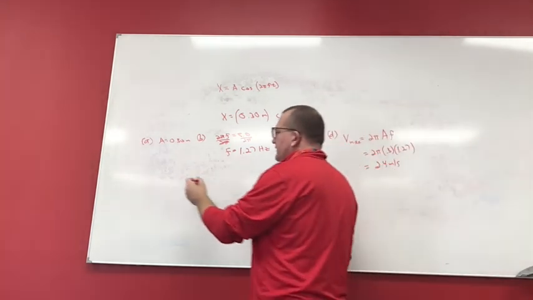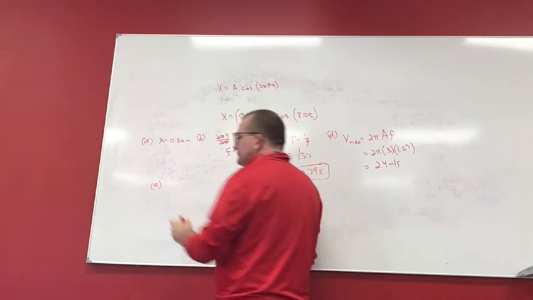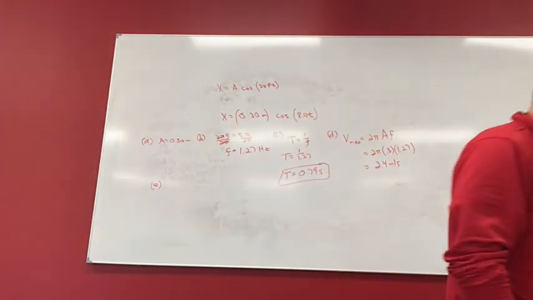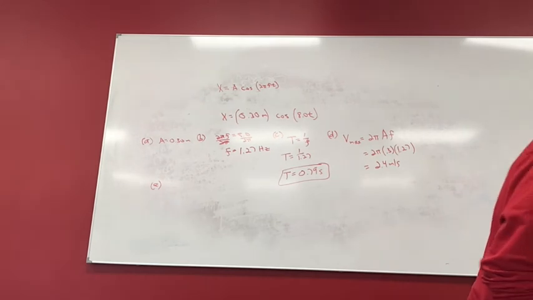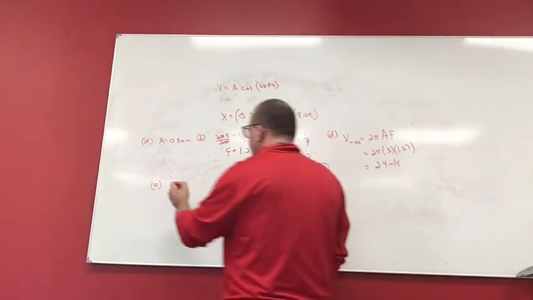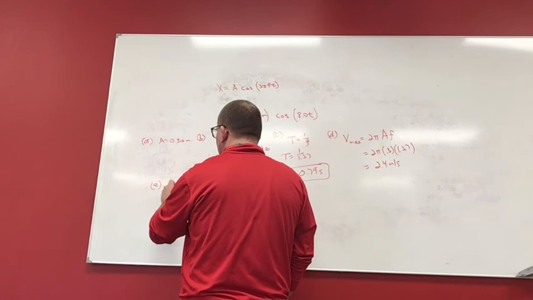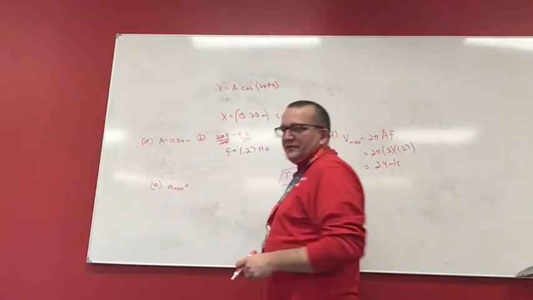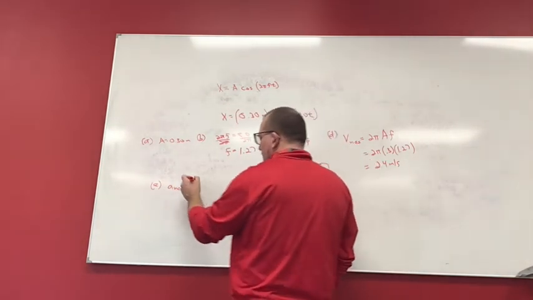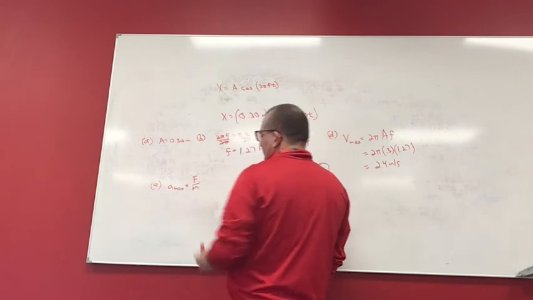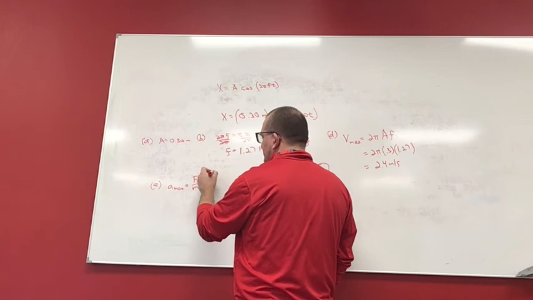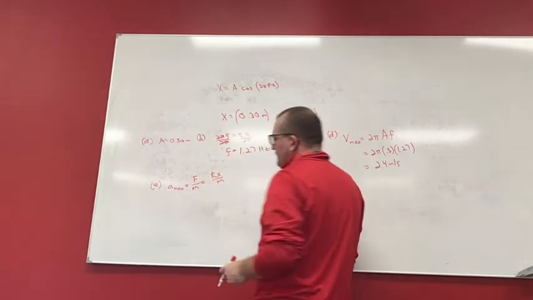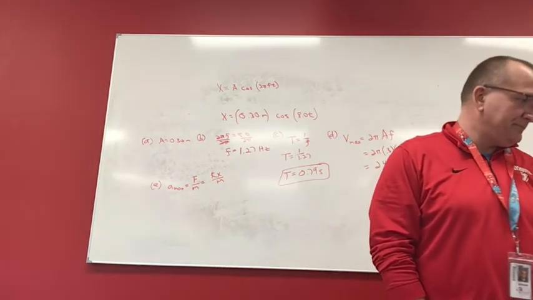And then letter E is asking for the max acceleration, all right? So remember, A max, we've done this a couple times, but you can see this equation. It's important to understand this. It's force over mass. Remember, force is kx, so it's kx over m. So A max is kx over m.